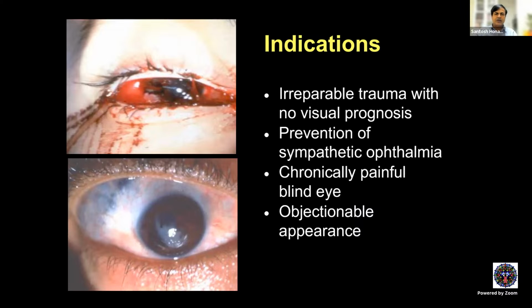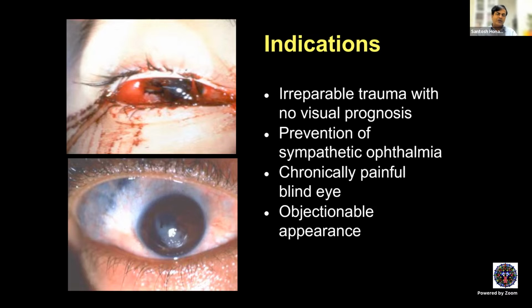Now let's start with the indications for enucleation. These are some of the standard indications for enucleation. Any patient who has an irreparable trauma with a completely ruptured eye with no visual prognosis, ideally you should enucleate. Evisceration really does not have a role here because you may leave some uveal material, especially in a traumatized eye. Leaving uveal material behind would mean that there is a higher risk of sympathetic ophthalmitis.